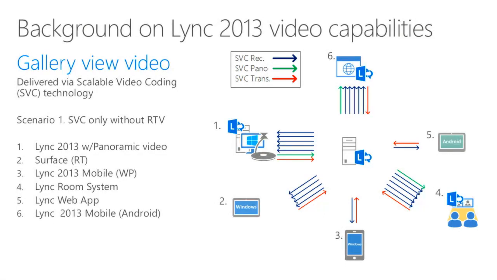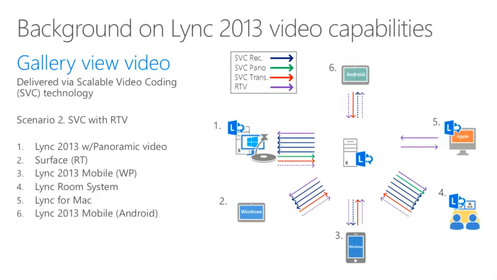So moving on to another scenario where we're bringing real-time video in. And in this case, we've got a Lync for Mac client. That's going to trigger, obviously, real-time video being sent by the other clients as well.